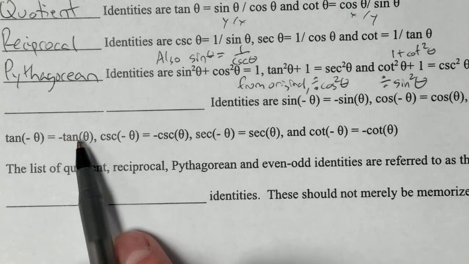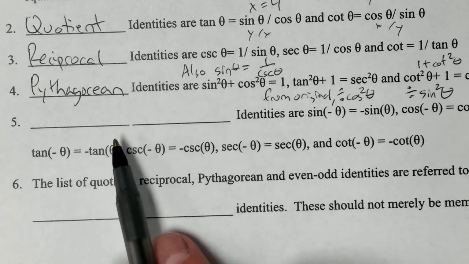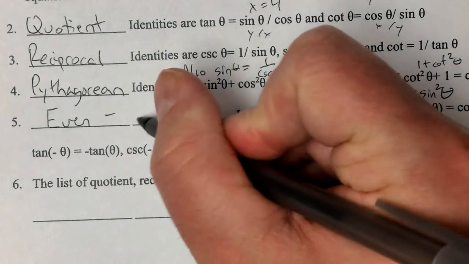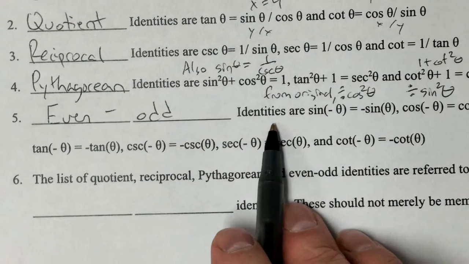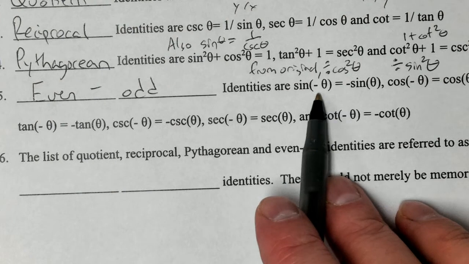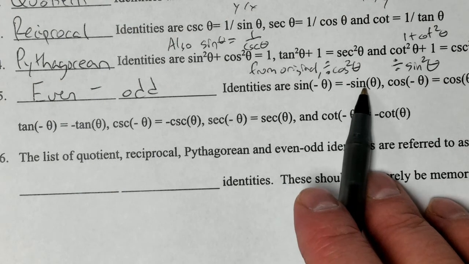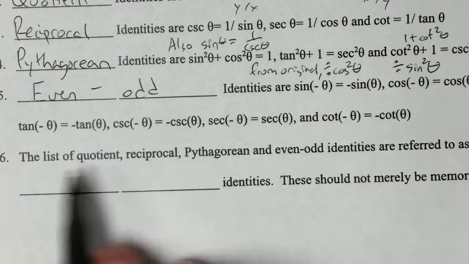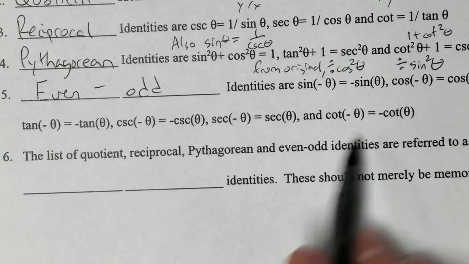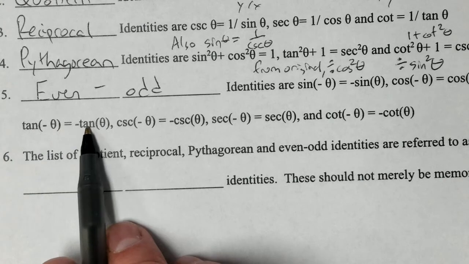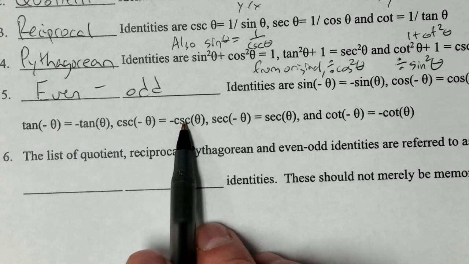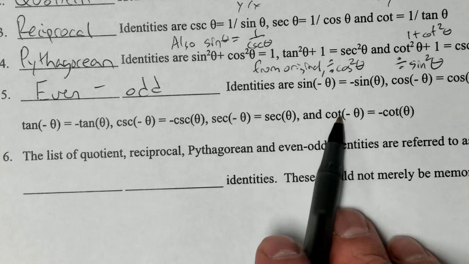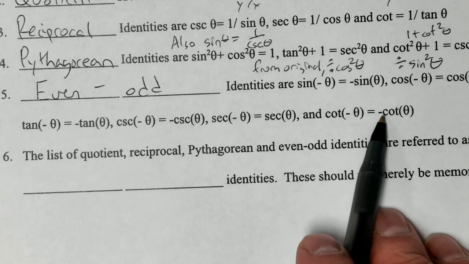The next part that we're talking about are the even-odd identities. These are when you have sine of negative theta is negative sine, cosine of negative theta is positive cosine, and then there's your others. Tangent would be negative tan, cosecant would be negative cosecant, and secant is positive secant, and cotangent is negative cotangent.